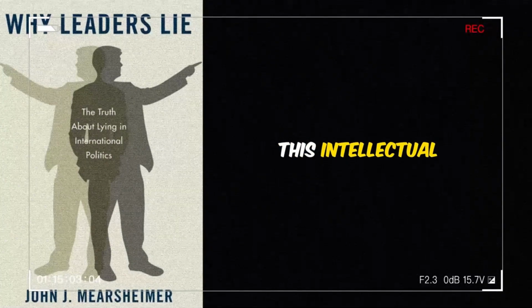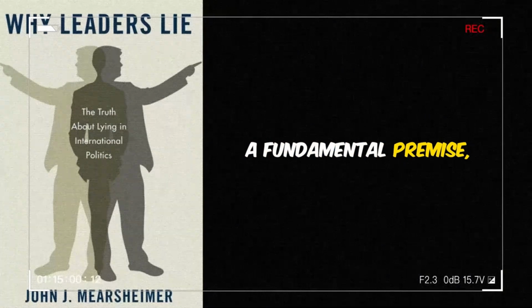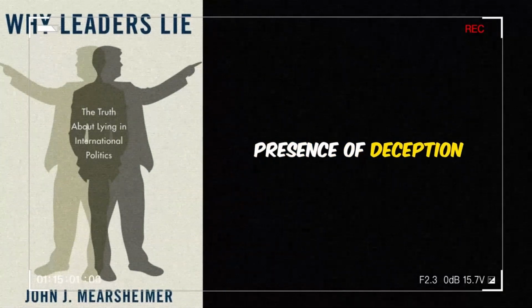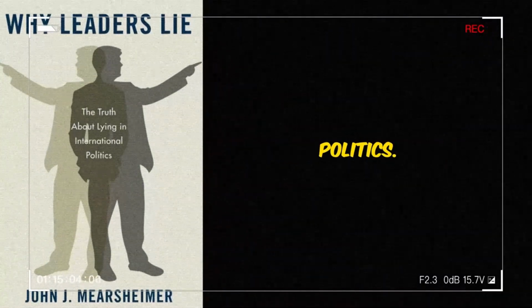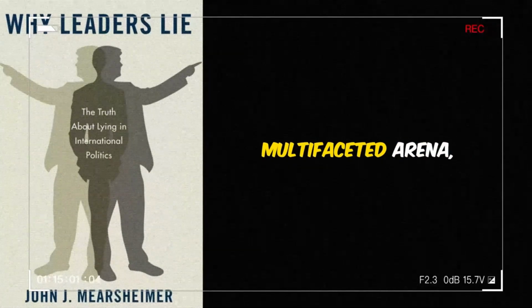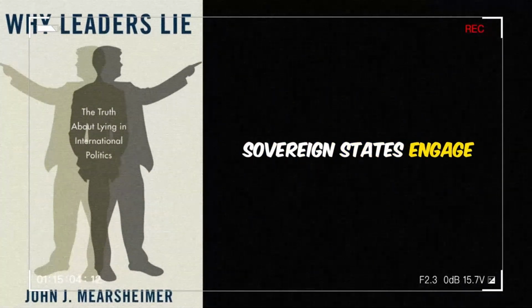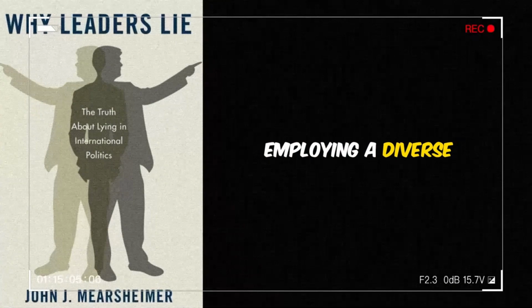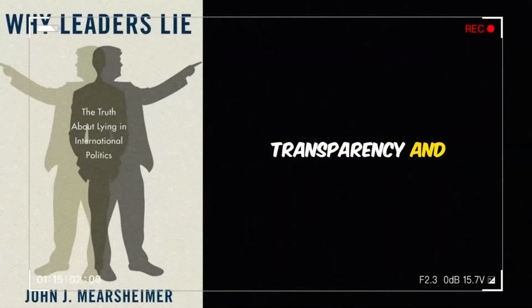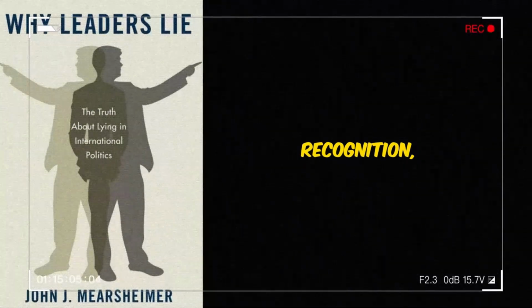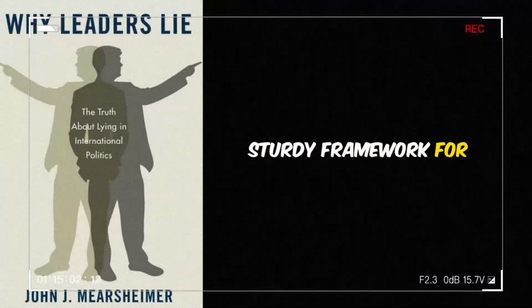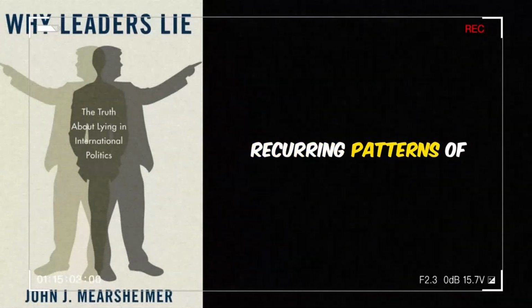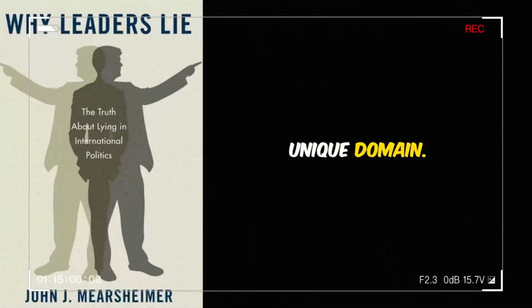Mearsheimer commences this intellectual journey by acknowledging a fundamental premise, a premise that forms the backbone of his entire inquiry: the undeniable presence of deception and untruths in the context of international politics. Within this complex and multifaceted arena, sovereign states engage in intricate and often high-stakes interactions on the global stage, employing a diverse range of tactics that extend beyond transparency and honesty. With this astute recognition, the author establishes a sturdy framework for conducting a comprehensive examination into the motivations, repercussions, and recurring patterns of deceit within this unique domain.